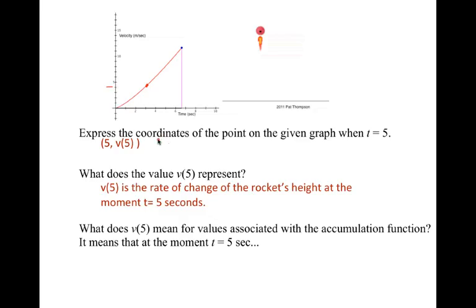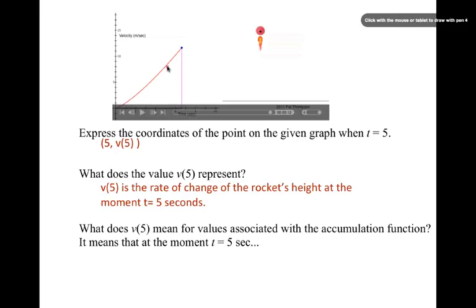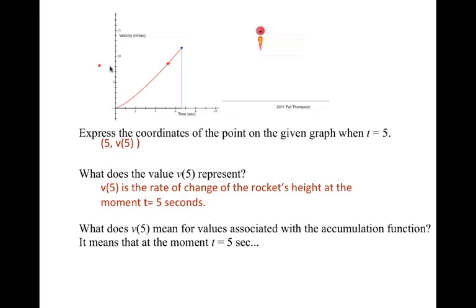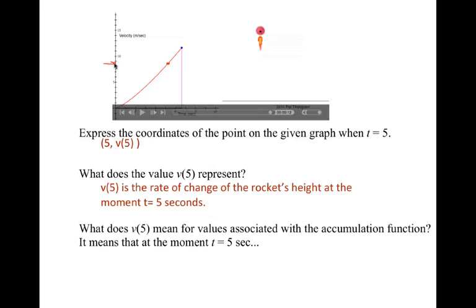All right. So up here. Okay. So that's V of 5. And so that's the rate of change of the rocket's height. And so what does that mean? What does it mean that it's the rate of change of the rocket's height?